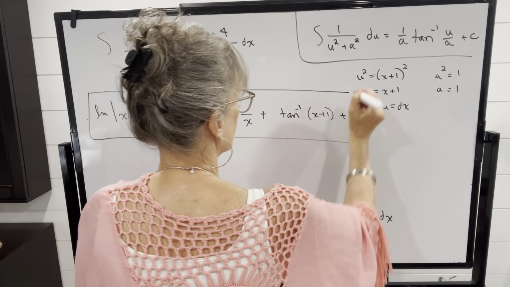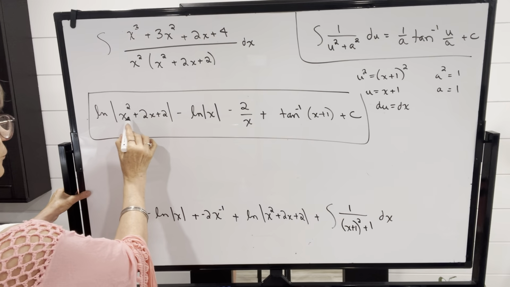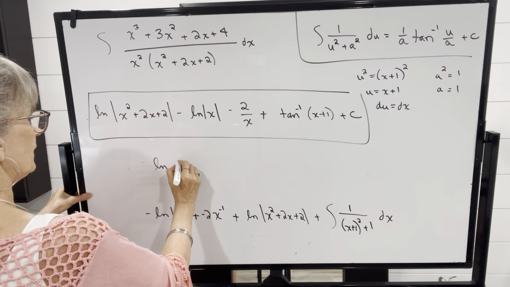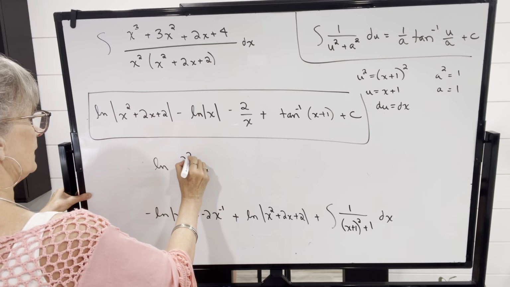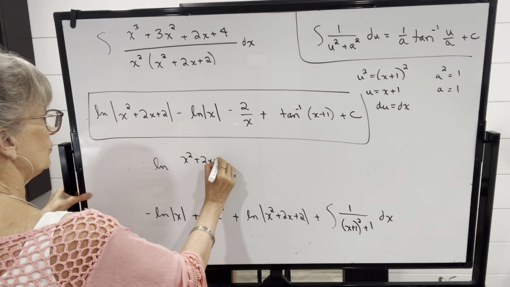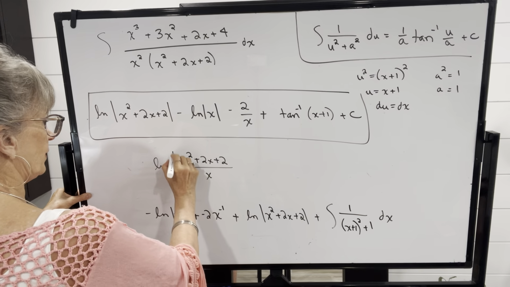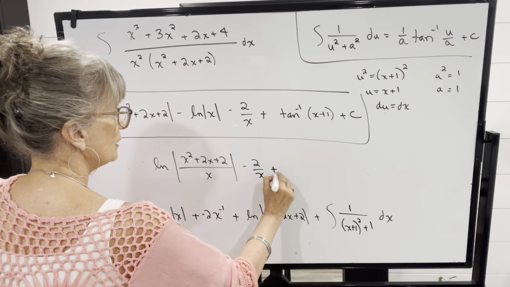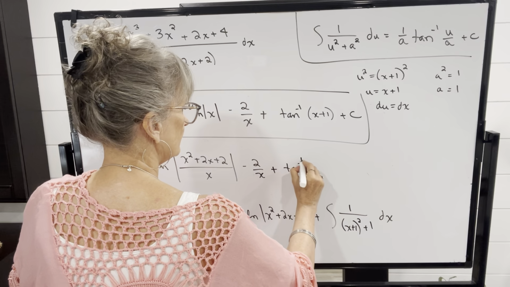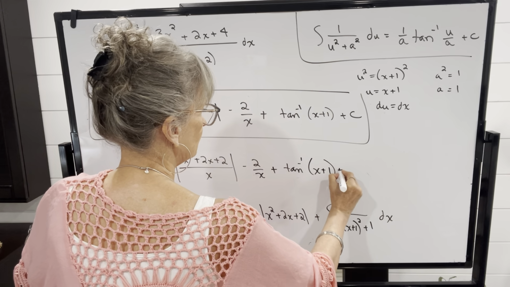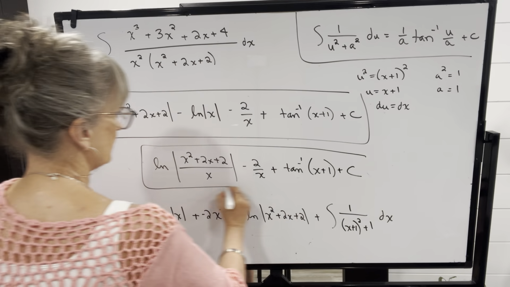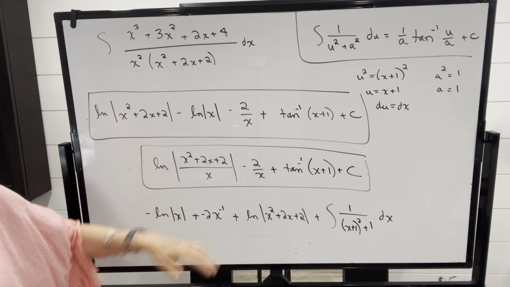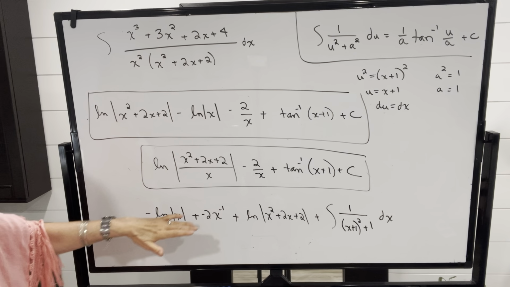So we could leave our answer like that, or preferably let's combine these log terms using our properties of logs. So it would be the natural log of x squared plus 2x plus 2 over x, and we'll just put absolute value signs around the whole thing, minus 2 over x plus the inverse tan of x plus 1 plus our constant of integration. That's probably how you'll see it expressed in any kind of answers or possibly what you're expected to do.